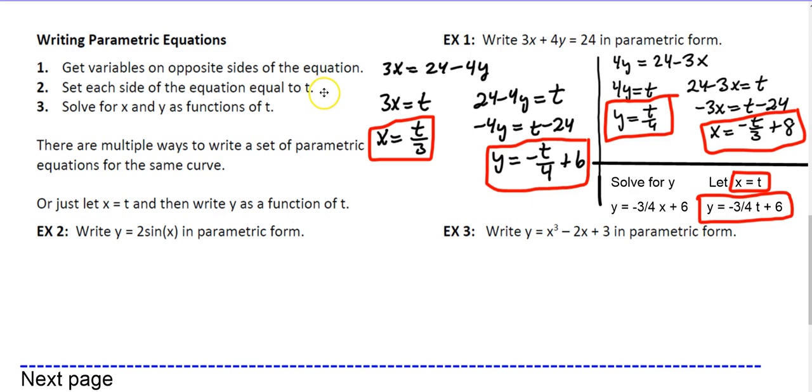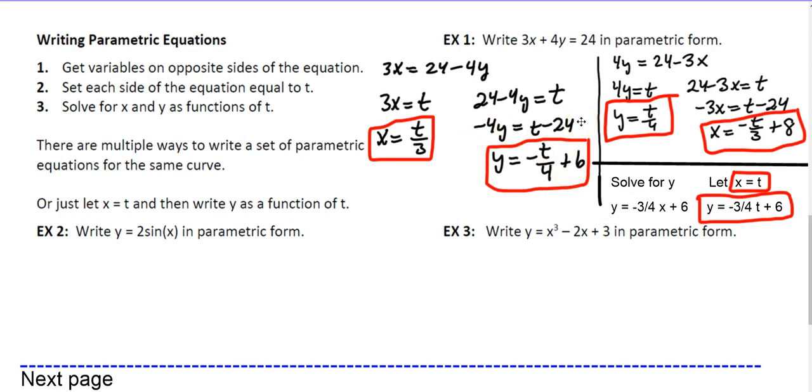Set each side of the equation equal to t. Well, since they're equal to each other, I can set them both equal to t, and that's still a true statement. So 3x equals t, 24 minus 4y equals t. Then solve each of those for t. So x is t over 3, and y is negative t over 4 plus 6, dividing everything by negative 4.